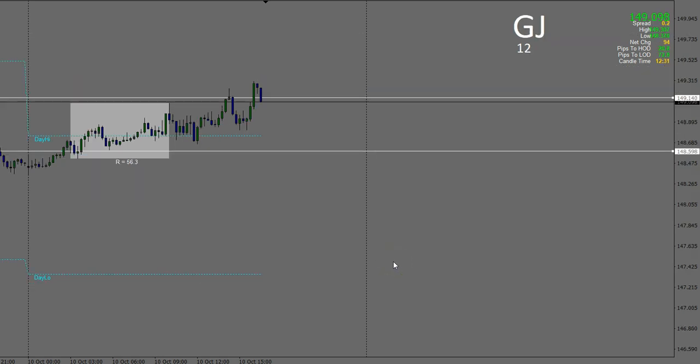Pound Japanese yen, trade that I took on this has taken a full stop. Just need to update my journal. So that's minus 12 pips. So GJ, full stop on this. I'll be looking for a re-entry if price starts to move out towards the upside again.